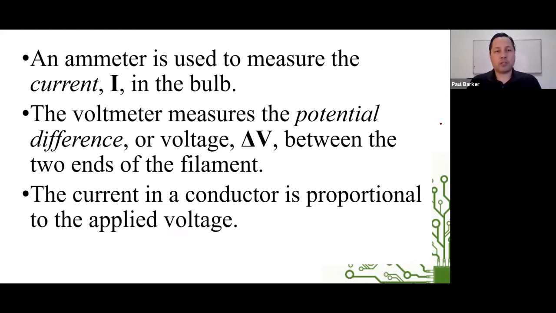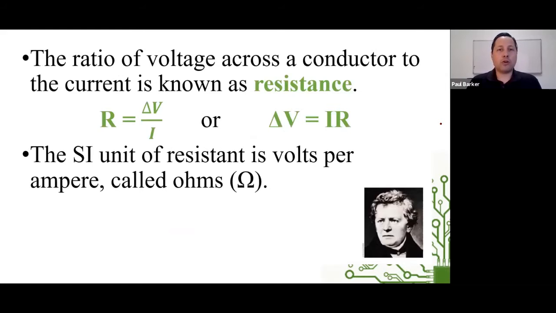The current in a conductor is proportional to the applied voltage. So a higher voltage will give you a higher current and vice versa. The ratio of voltage across a conductor to the current is known as the resistance. The resistance is the voltage over the current. So the SI unit of resistance is volts per ampere, also known as the ohm. And the symbol for ohms is the Greek letter omega.